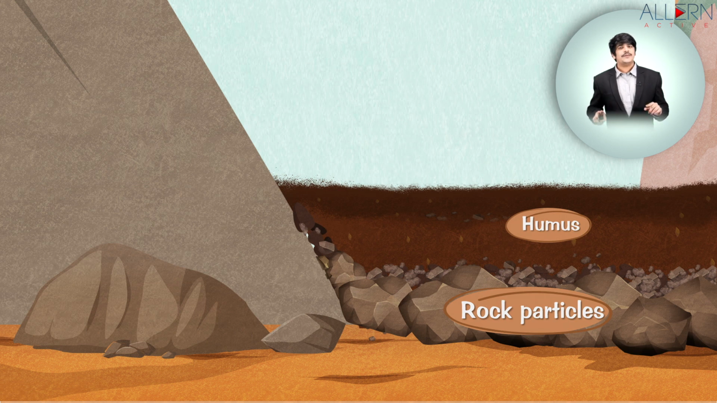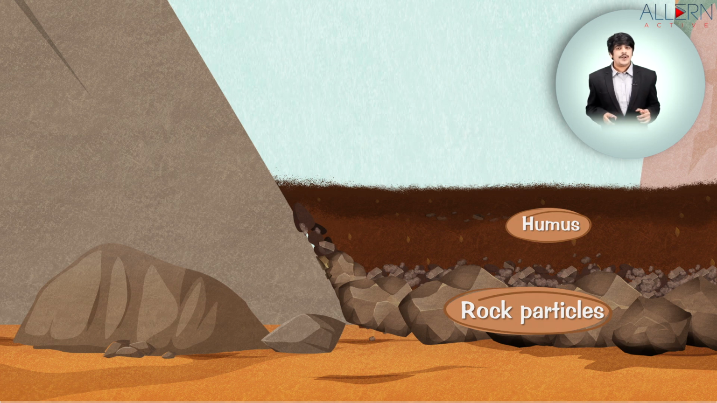So that gives you the definition of soil. Soil is going to be a mixture of what? Of rock particles and humus. The rock particles are going to come due to the disintegration of rocks or due to the weathering of rocks, and humus is going to be the dead and decaying organic matter, which is also present in soil.